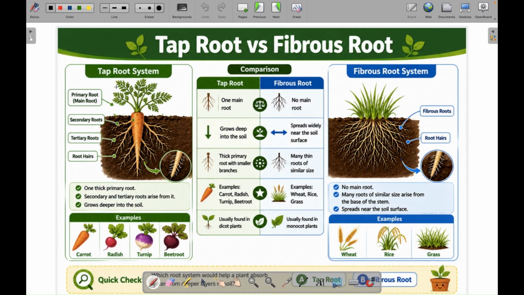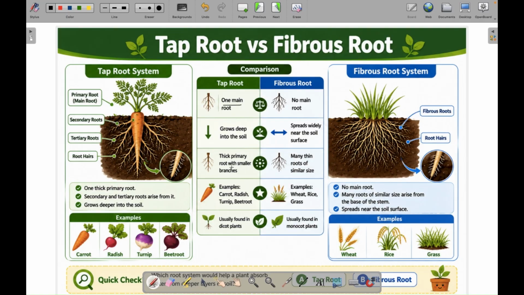Okay, again, just to reiterate, we have this comparison. Taproot has one main root. Fibrous root has no main root. Taproot grows very deep in the soil. However, fibrous root will spread. That is why I mentioned it usually occurs in plants that grow in clusters. If you have a large number of plants, the roots will spread like this, right? So it grows deep, it grows wider, right? For taproot, the roots penetrate deep in the soil. For fibrous root, the roots spread widely in the soil.